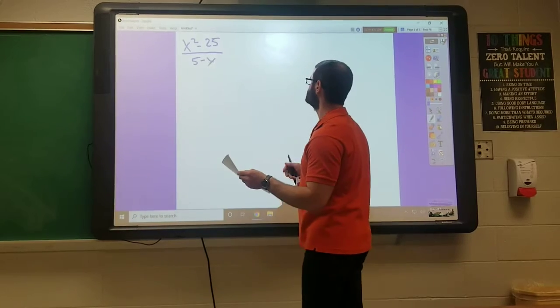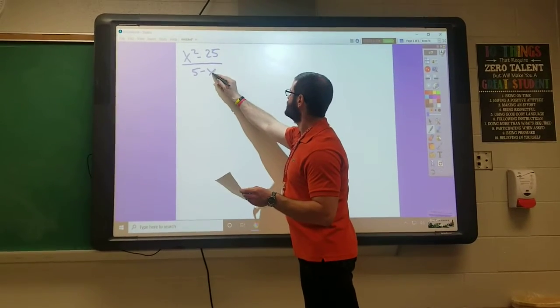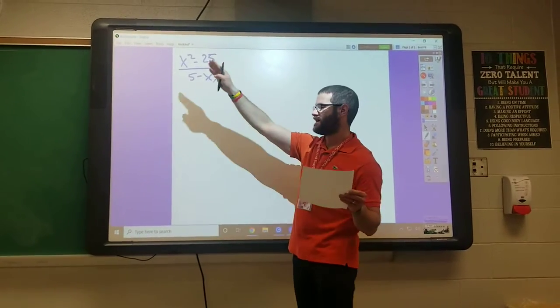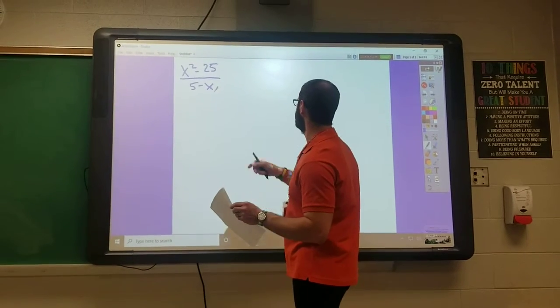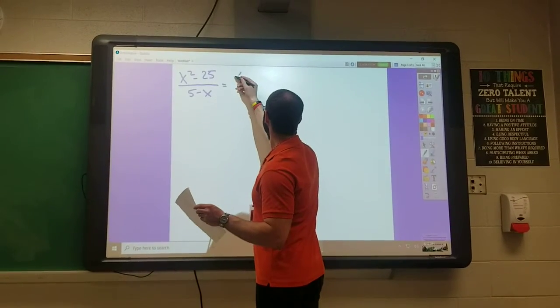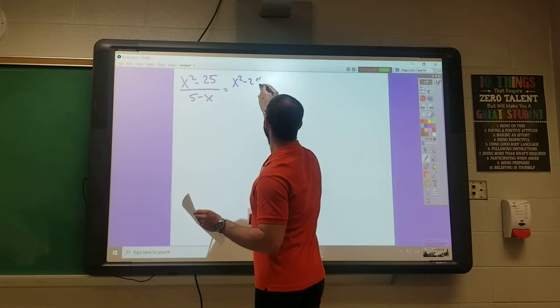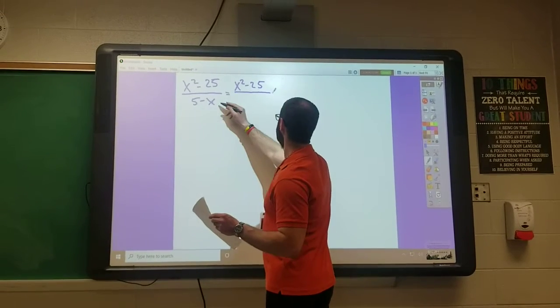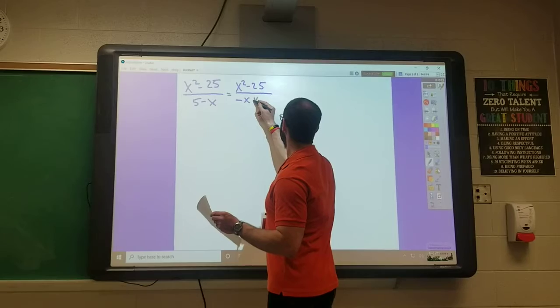And again, typically we like to put the x term first, then the constant. So let's just rewrite the bottom. So x squared minus 25 on top. Bottom, I'm going to change to negative x plus 5.